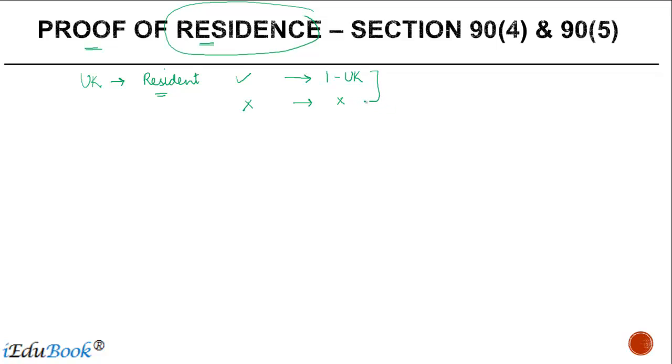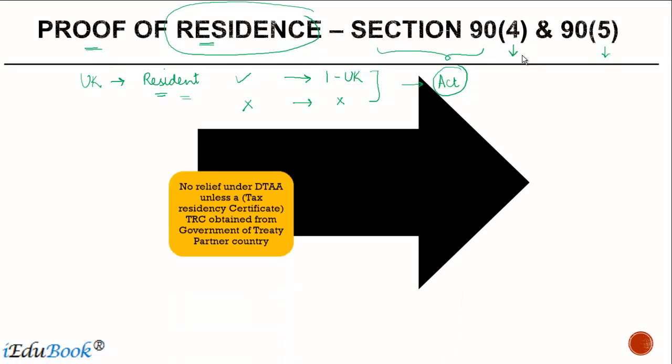Which means that if he is not entitled to the benefit of the treaty, the taxation will be governed by the provision of the Income Tax Act. Right? This particular aspect is covered by Section 90, subsection 4 and Section 90, subsection 5 of the Income Tax Act. Let's just look at it.